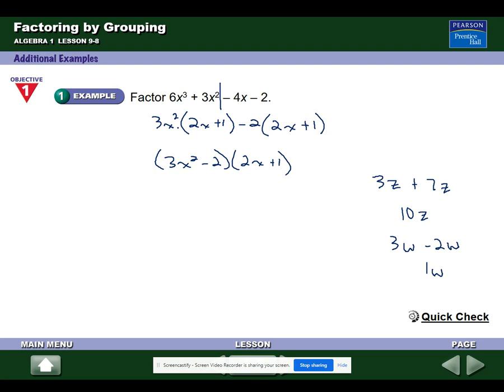Here you had 3x squared. You subtracted 2 of them. Now you have 3x squared minus 2 of that thing, that 2x plus 1. Okay? And as I always say, you can always check this by multiplying.